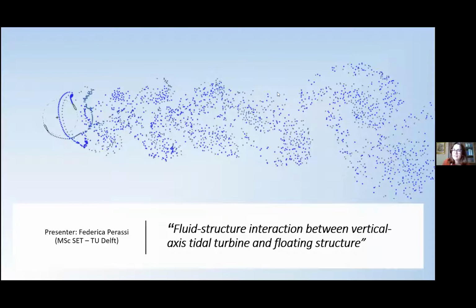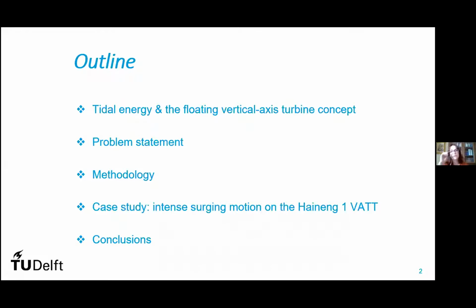So hello everybody, I'm a master student of Sustainable Energy Technology at TUDelft, and I will talk about my master graduation project, which is fluid structure interaction between vertical axis tidal turbine and floating structure. So this is the outline of the presentation. First, I will talk about tidal energy and the floating vertical axis turbine concept. Then I will introduce the problem statement and the methodology that I'm using to tackle it. And finally, the case study and conclusions.